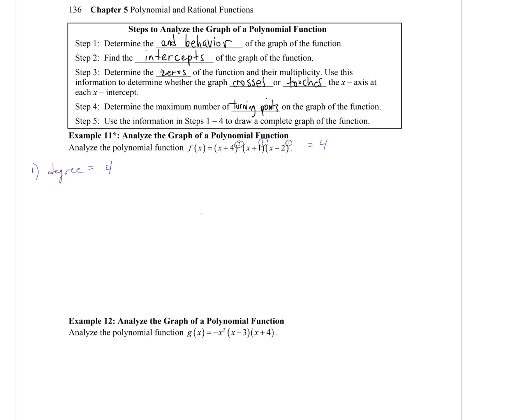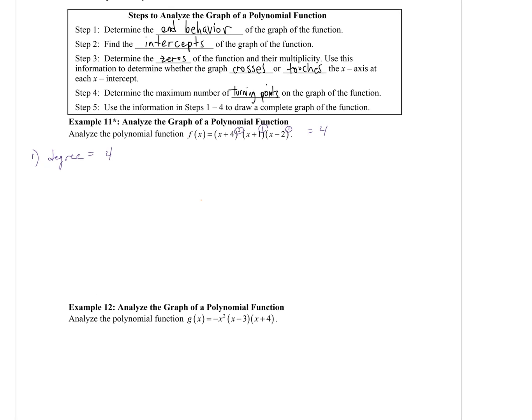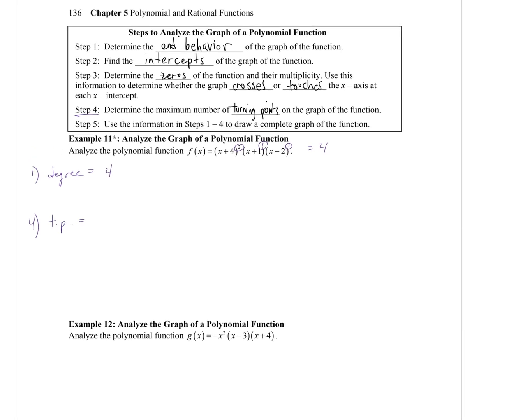I'm going to do the end behavior, but I definitely don't want to do step 4 at that point. So we're going to do step 4 right away after we do end behavior. Step 4 is turning points. We'll do that in a moment. So the degree is 4.